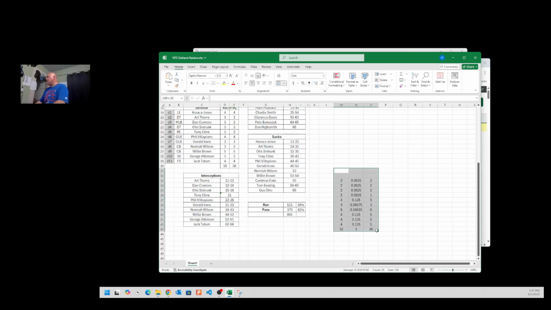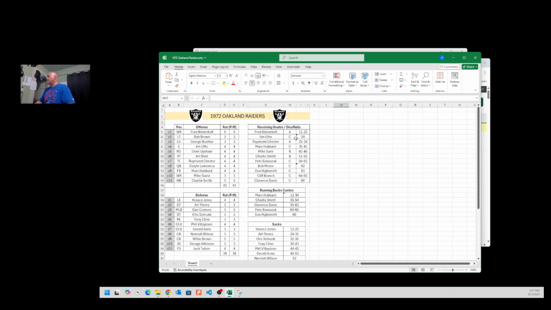There you go. All right, the last thing that I do is I like to highlight the A receivers just so I can see them better. And there you go. The Oakland Raiders sheet is officially done. It took some time. What are we at? We're at 42 minutes. It never takes me that long. It took me that long because I'm talking to you guys at the same time. But there you go. Now I'm going to print it off.